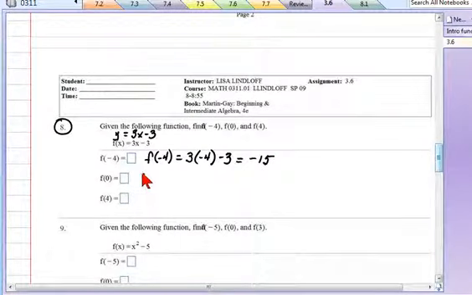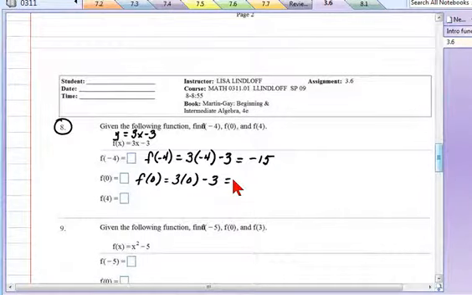Let's find f of 0. F of 0 means put 0 in for x. It's 3 times 0 minus 3, which is what? 3 times 0 is 0, minus 3 is negative 3.